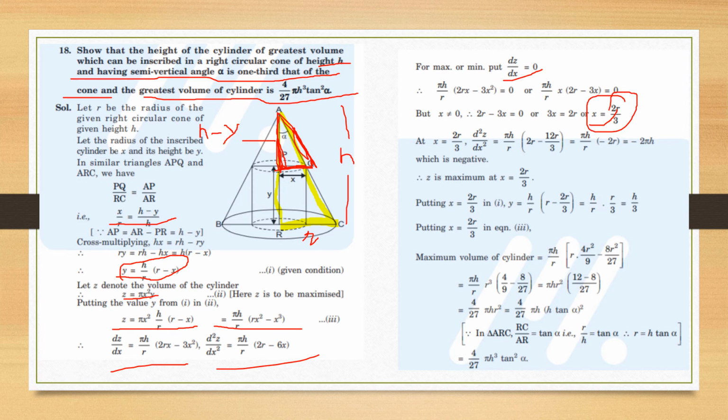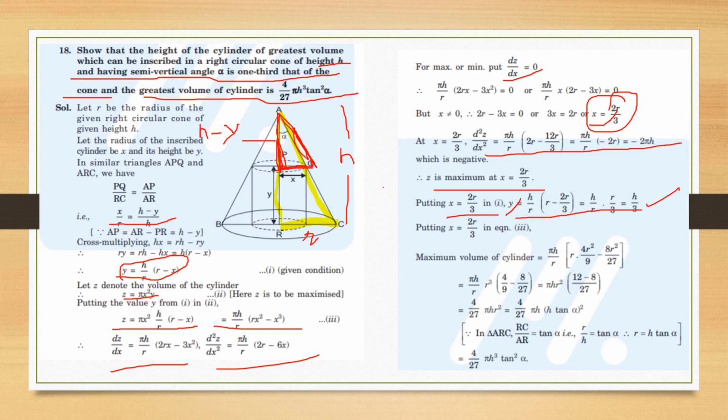Now the second derivative is negative at this point, so Z is maximum when x is 2r by 3. When x is 2r by 3, y is h by 3. So this is the condition that the height of the cylinder is 1/3 of the height of the cone. And for the maximum volume of the cylinder, change everything in terms of h.